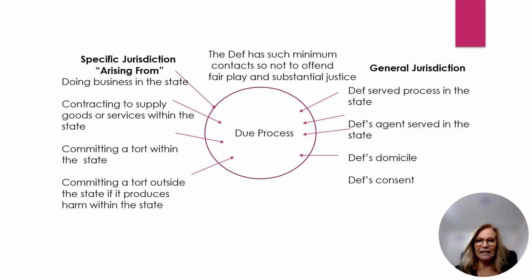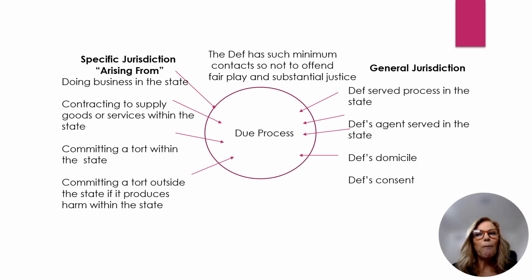What does that mean? That means basically, is there enough contact with the defendant? Are they served there? Is their domicile there? Did they consent to it? Did they commit a tort, or are they doing business? That it would not offend fair play and substantial justice. It will give them justice. Okay? So let's talk about a case that's in your book.